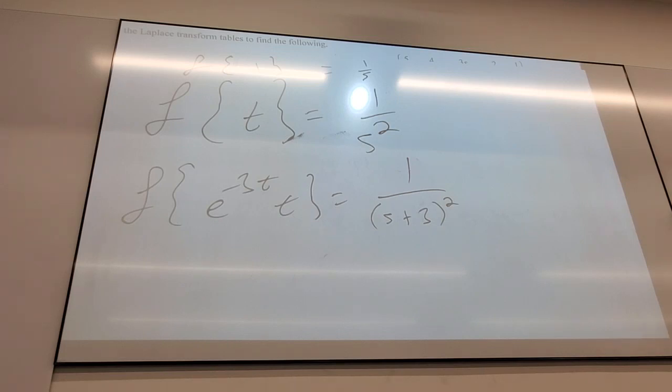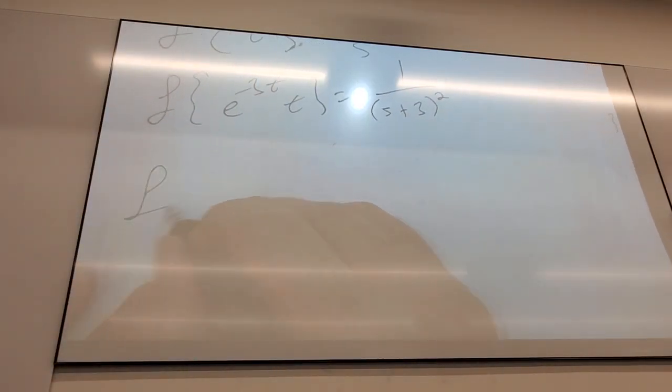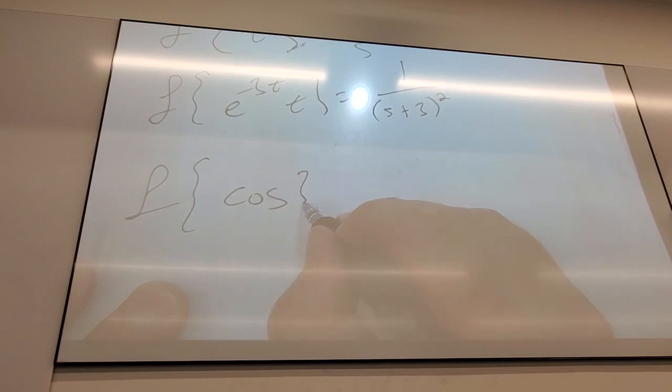That's it. That's the translation theorem. So if you cover the e to the negative 3t, the Laplace transform of t is 1 over s squared. The e to the stuff just tells you how to translate that. So what's the Laplace transform of cosine? Let's say cosine 3t.